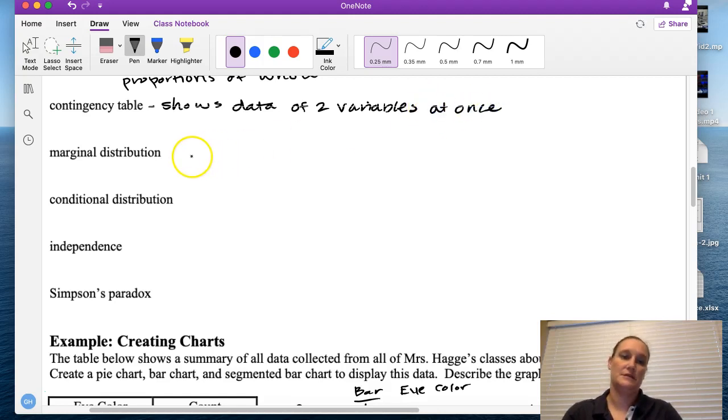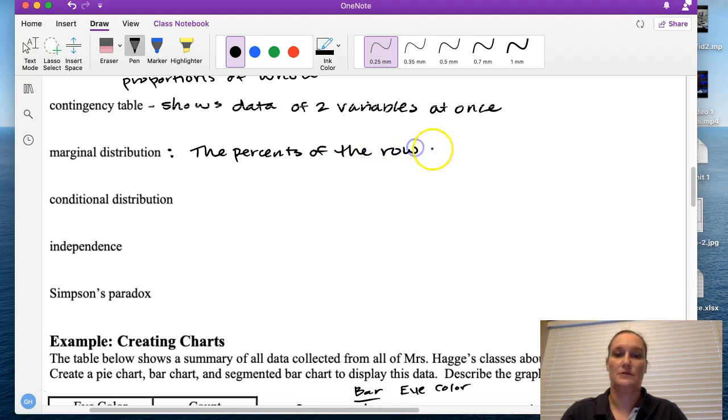So you're able to see, it's basically a table. I mean, you've seen these. You can look at it on the back if you're curious what it actually is. The marginal distribution, we're going to find that it is the percents of the row or column totals.